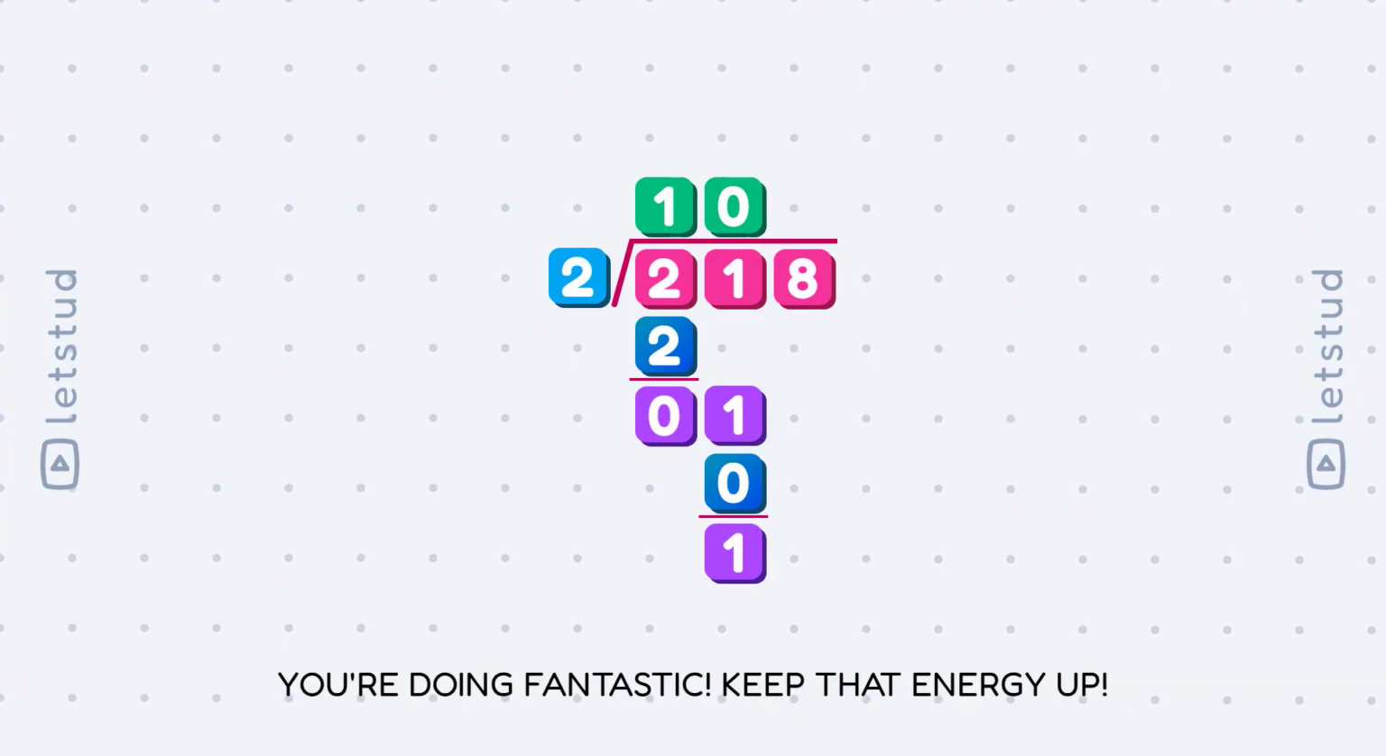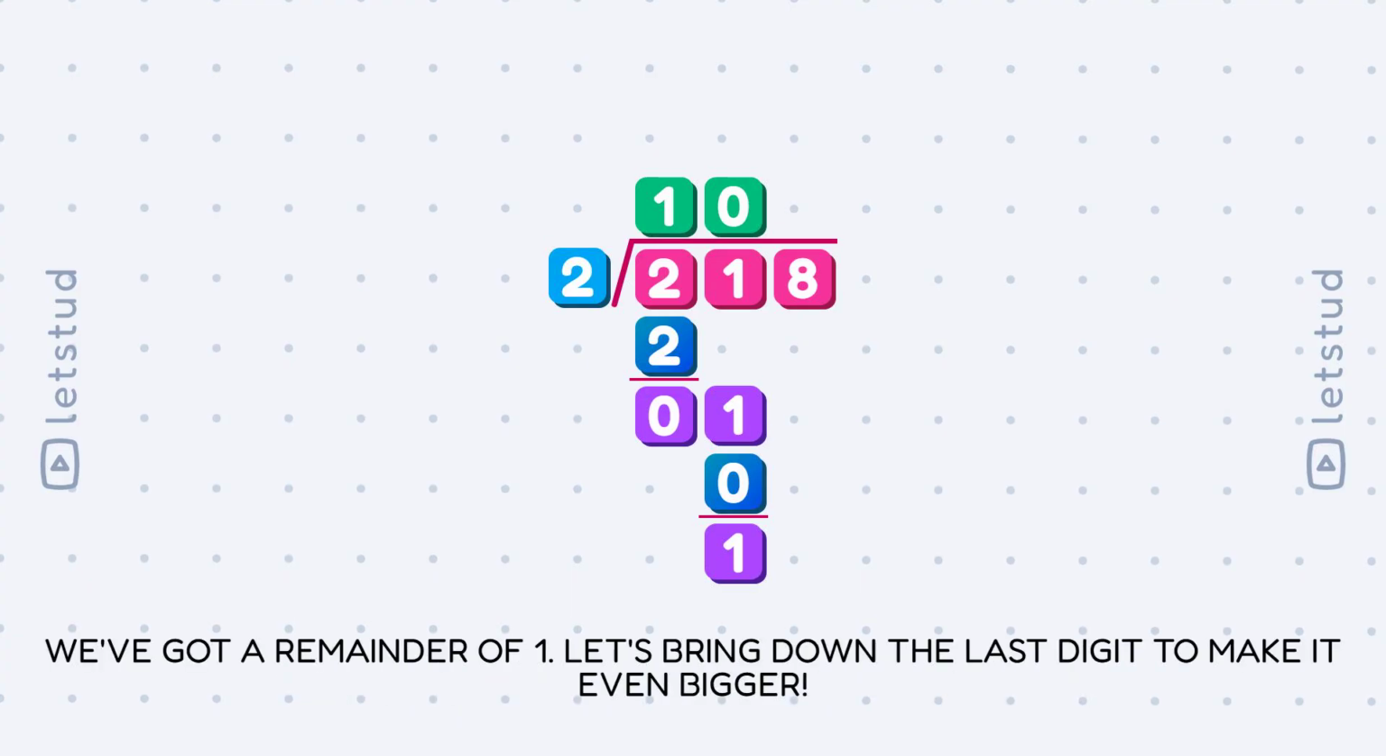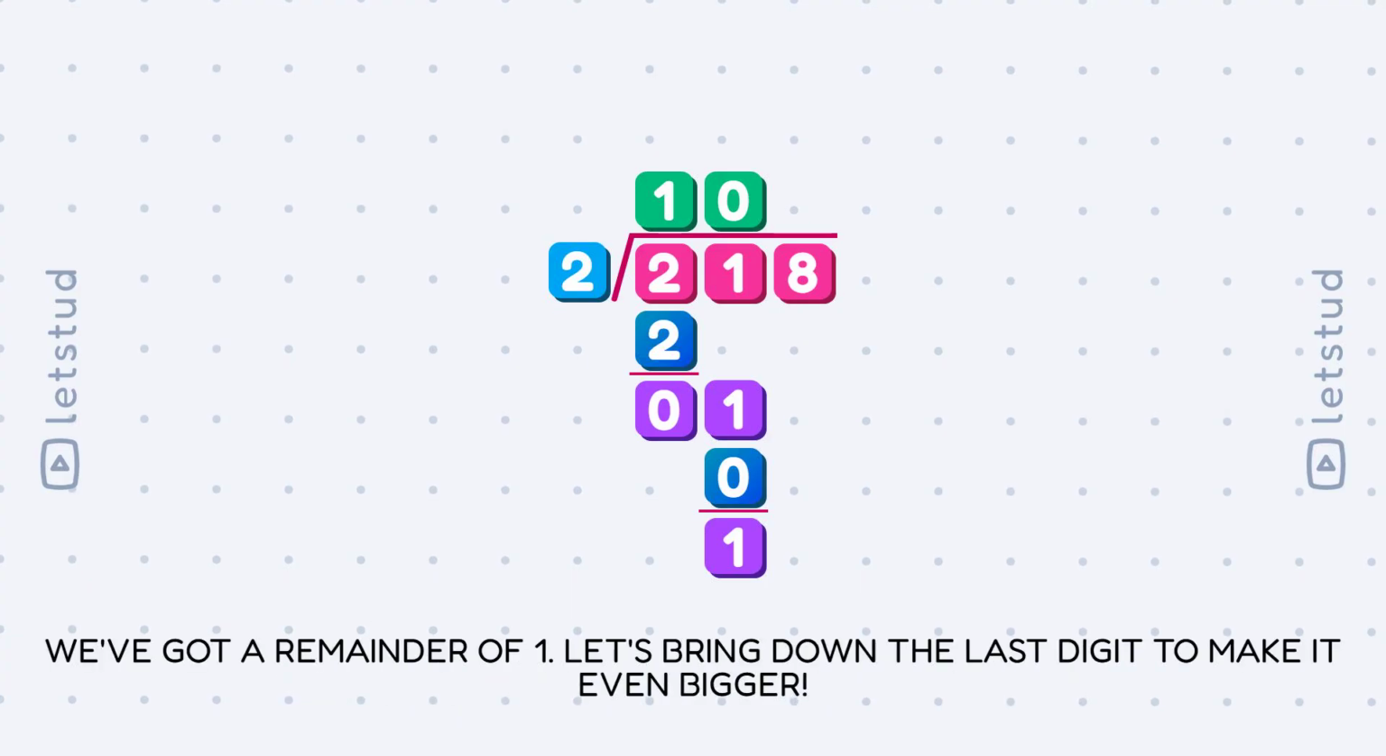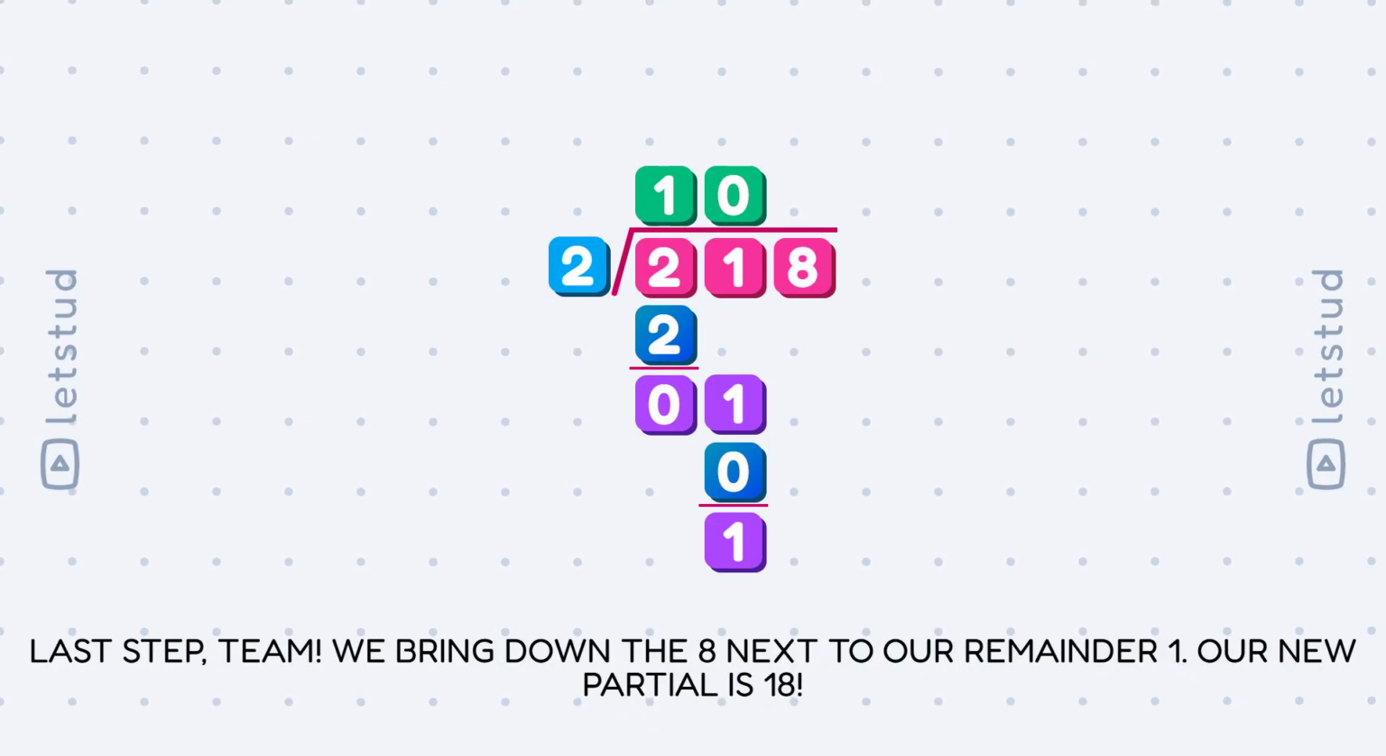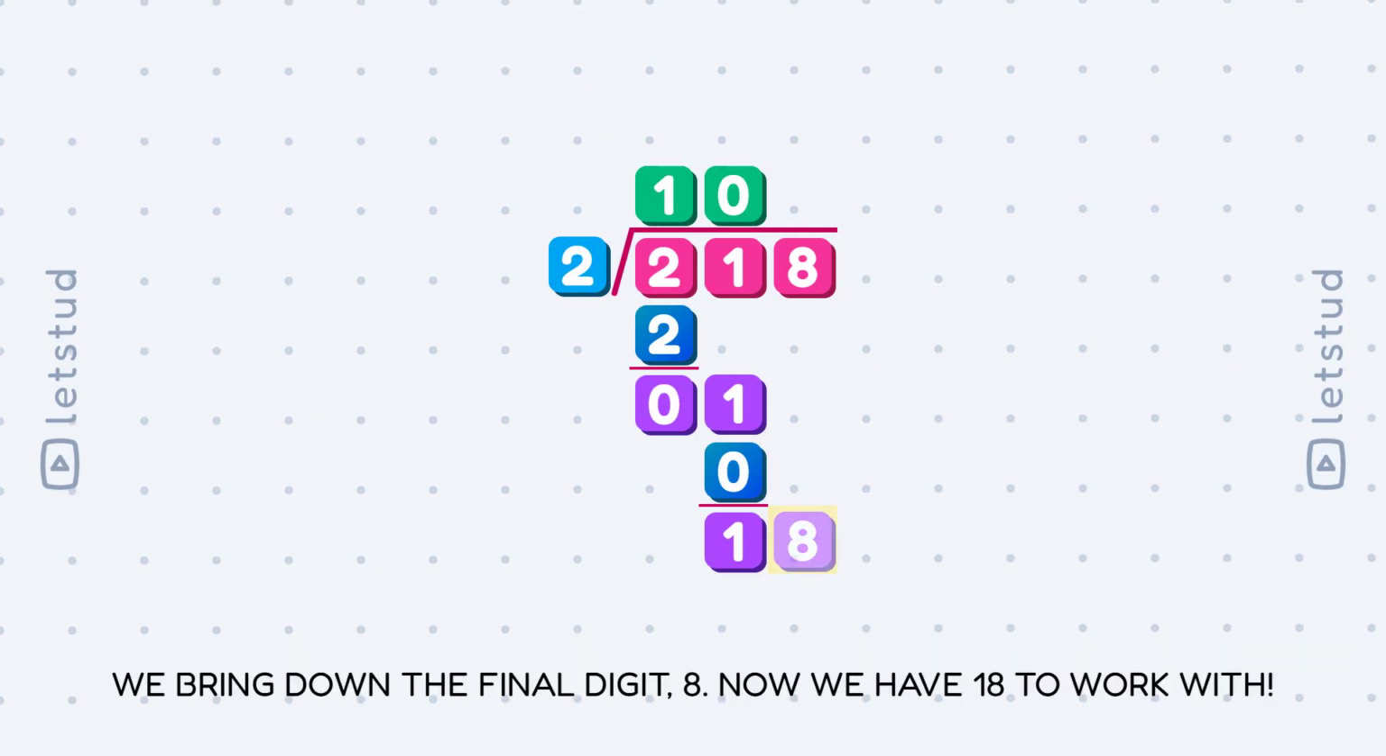You're doing fantastic. Keep that energy up. We've got a remainder of 1. Let's bring down the last digit to make it even bigger. Last step, team, we bring down the 8 next to our remainder 1. Our new partial is 18. We bring down the final digit 8. Now we have 18 to work with.